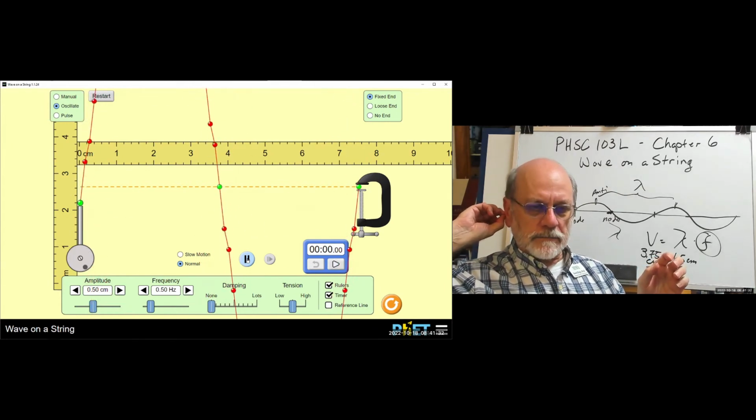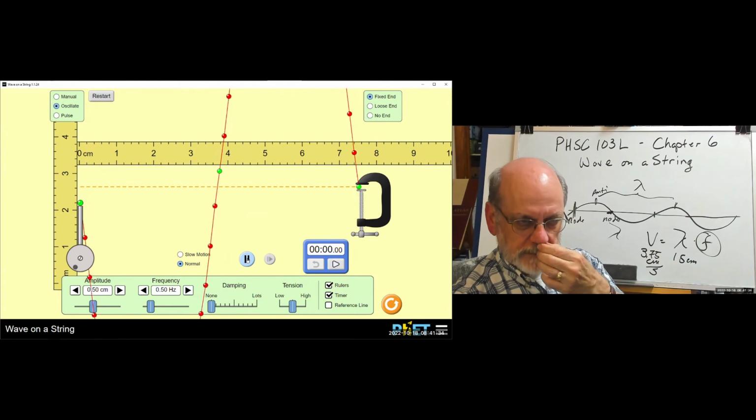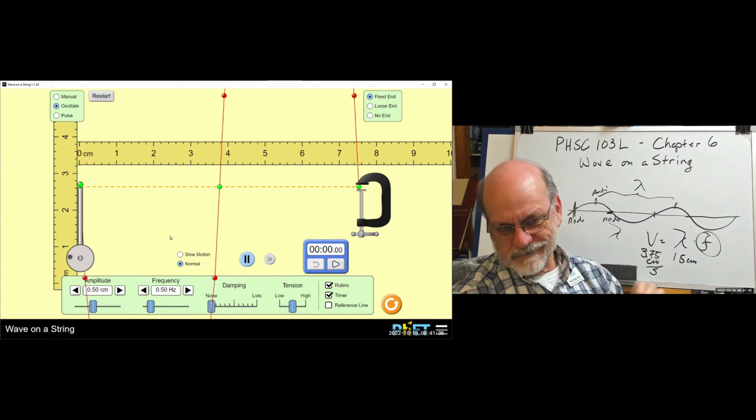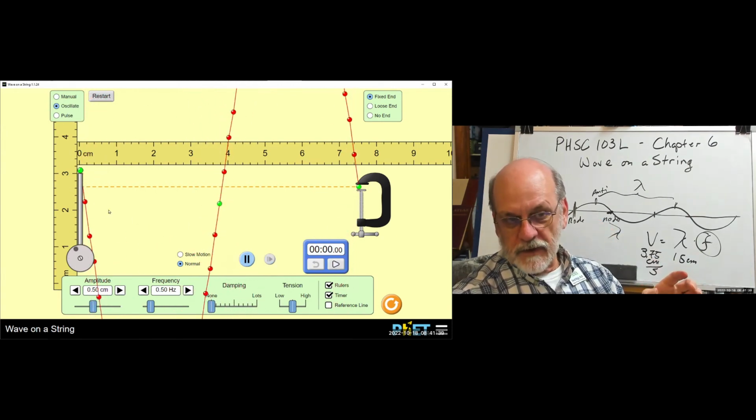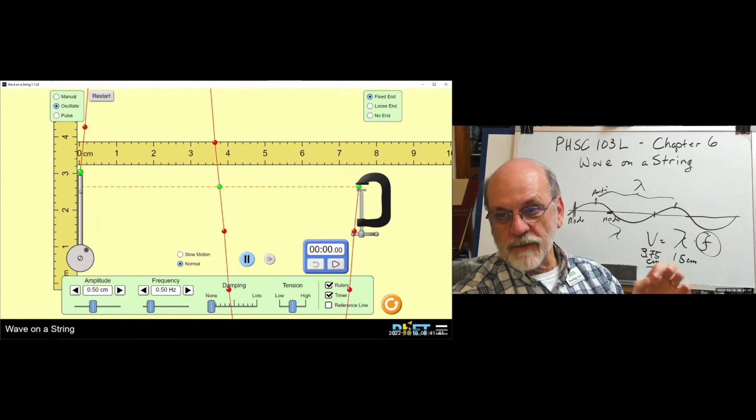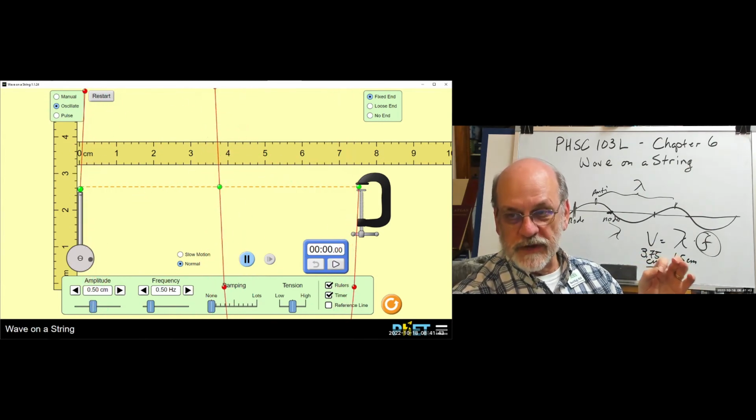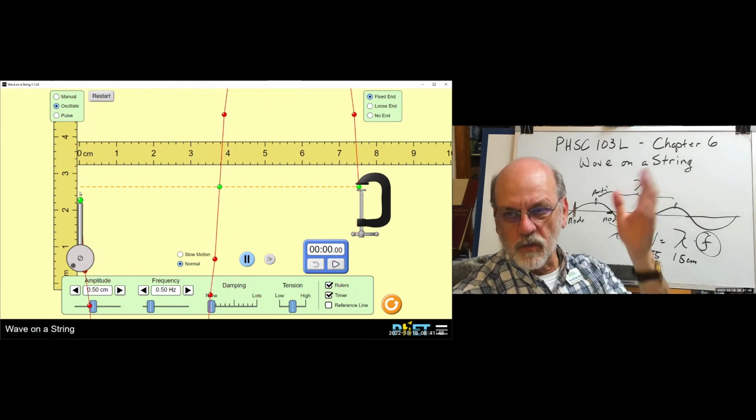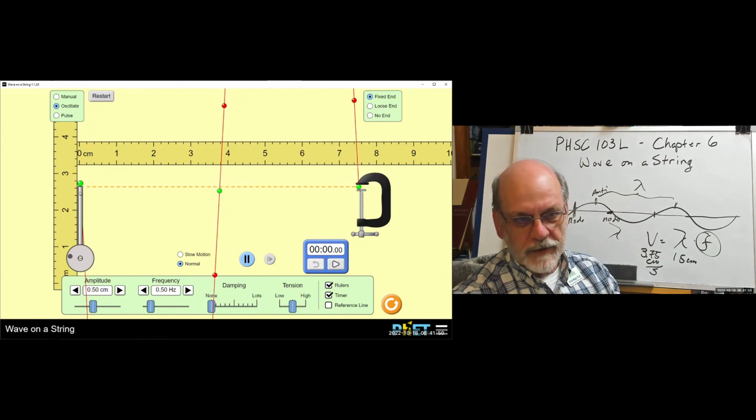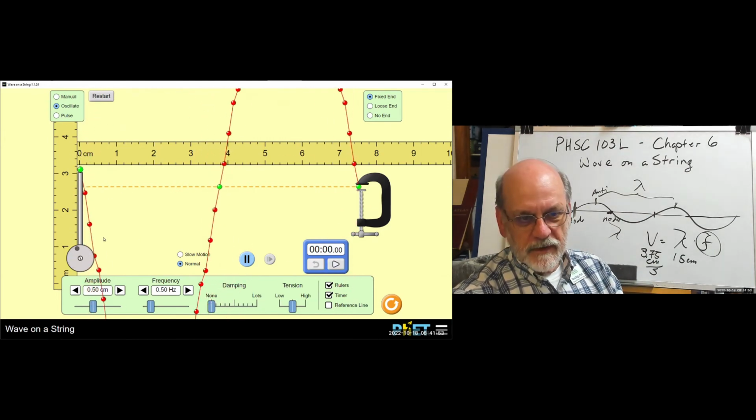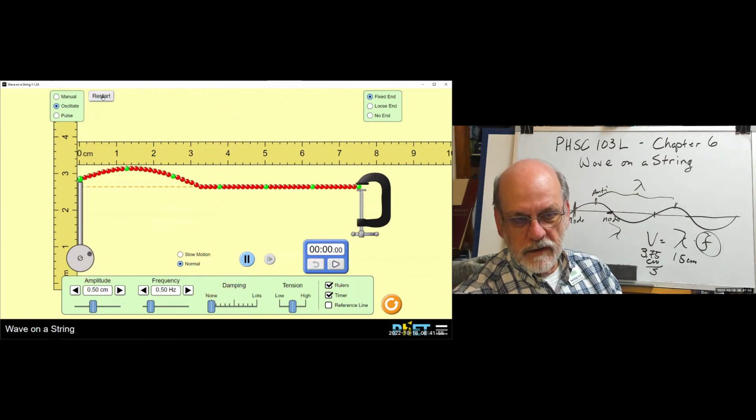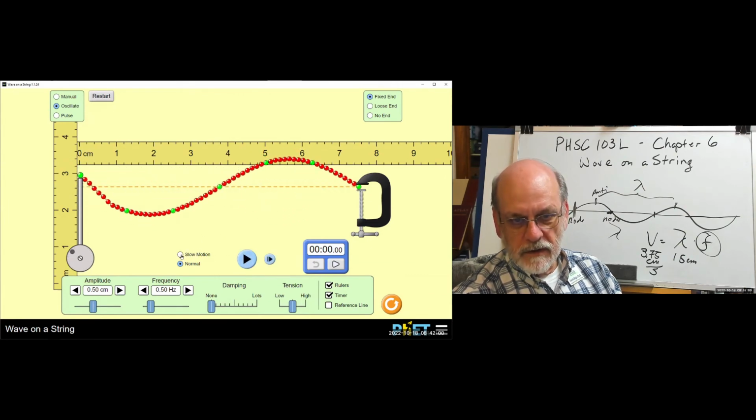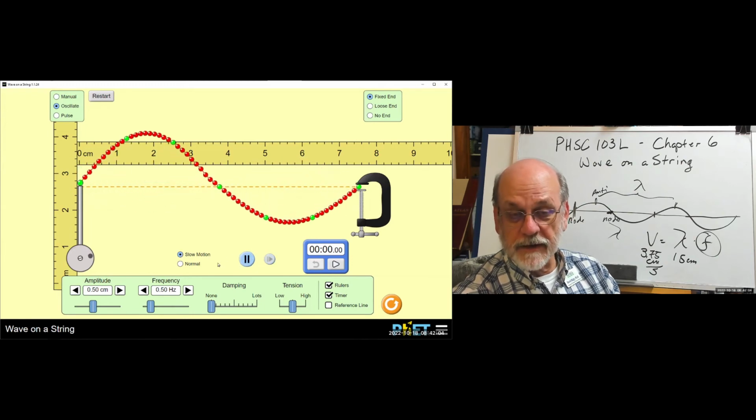Now, it's not perfect because one end is not perfectly fixed. It's moving. It has to move in order to add energy. All right, so if you let it go, it's just going to go wonky forever. So let's restart it. And let's hold on a second. Pause. Let's slow it down. Now we can see things happening.